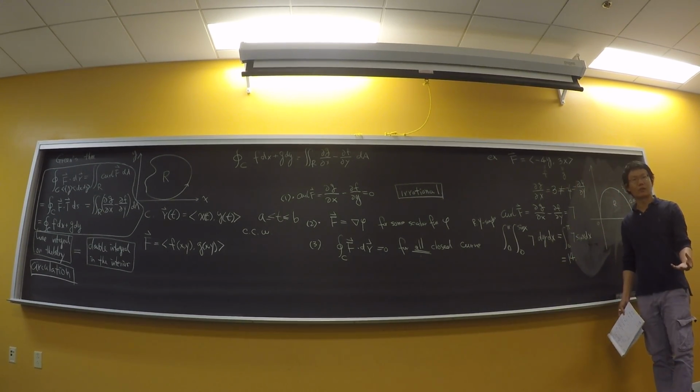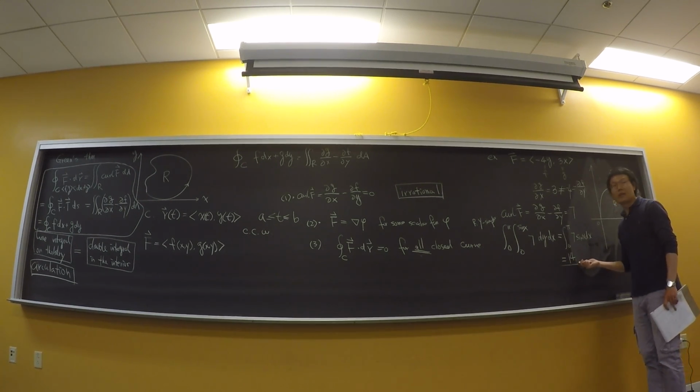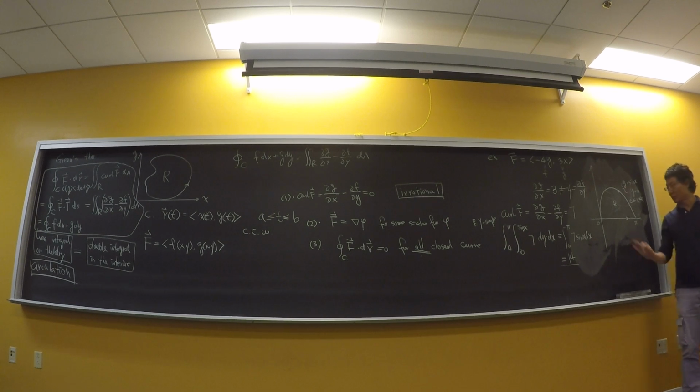There's no way you can integrate a positive number and get a negative number in the end, right? So this is the easy part. Then I'm going to do a line integral on the boundary.